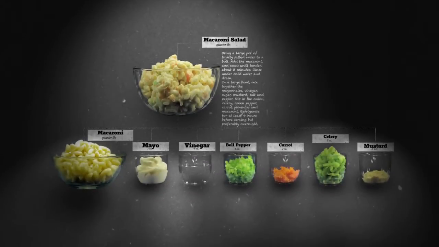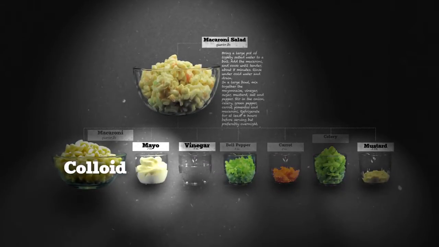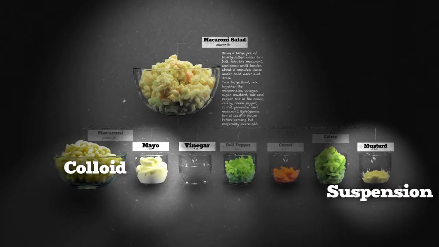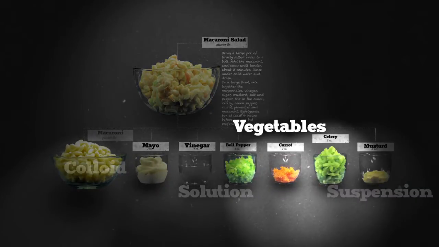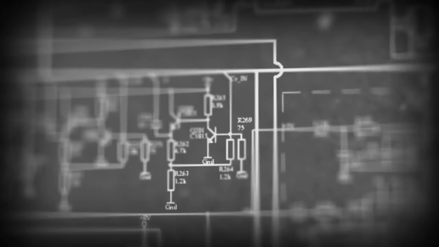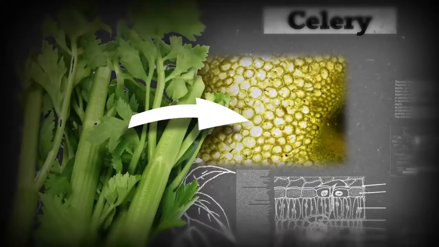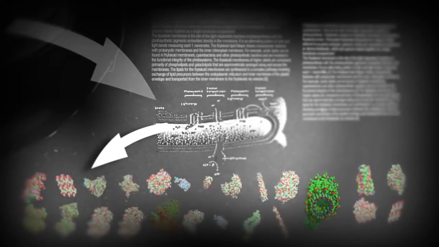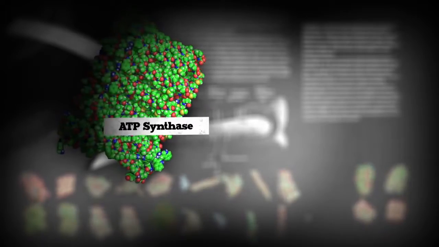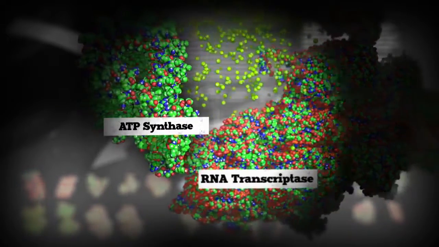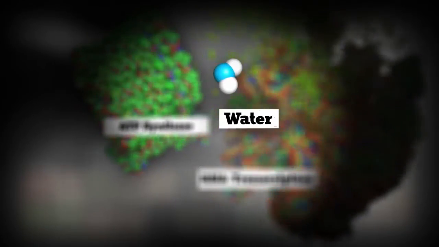So, let's get back to macaroni salad. You've got colloids like mayo, suspensions like mustard, and solutions like vinegar. But you've also got celery, shallots, and all other vegetable chunks that are also part of the salad. These aren't mixtures really, but we can break them up. Just like a TV can be broken up into smaller and smaller complex component parts. In the case of vegetables, if you keep breaking things up, you'll eventually end with thousands of complex organic molecules. Things like ATP synthase, and RNA transcriptase, and water.